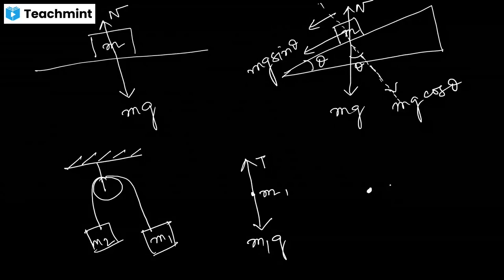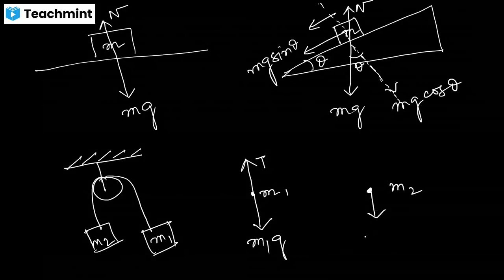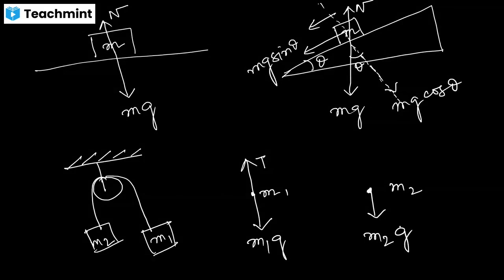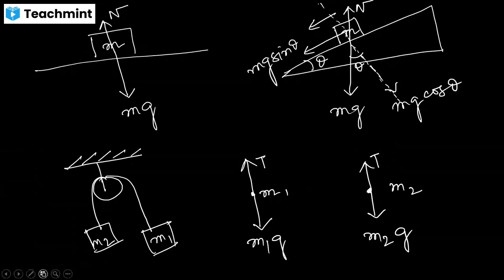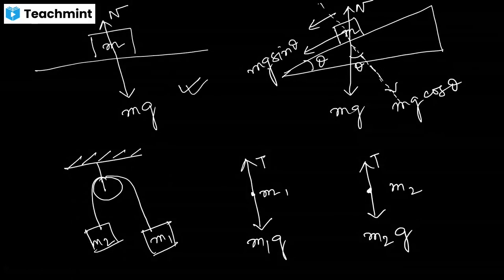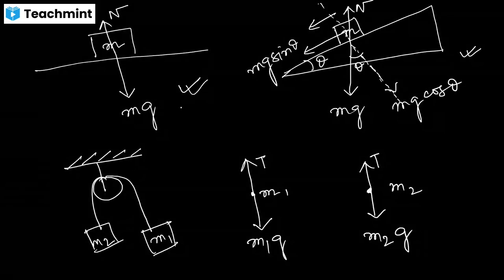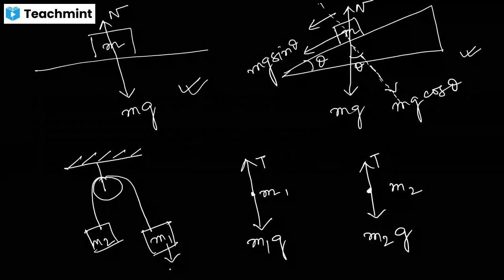Now for M2, the weight of that object is working in the downward direction, that is M2 into G, and the tension force is working in the upward direction, this is T. Sorry, by mistake I have written T1, this should be T. The same tension force is working here. So in both of the above diagrams, I have not drawn the free body diagrams, I have drawn directly. But if you want, you can draw like this. But I think you don't need that because you know this phenomenon very well. So in this case, I can draw the whole thing in the diagram that is shown here.